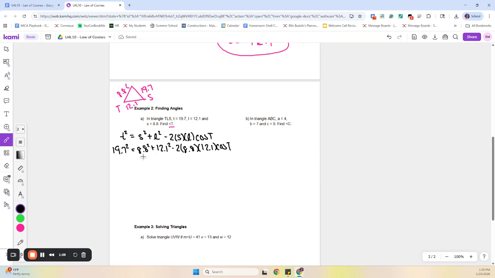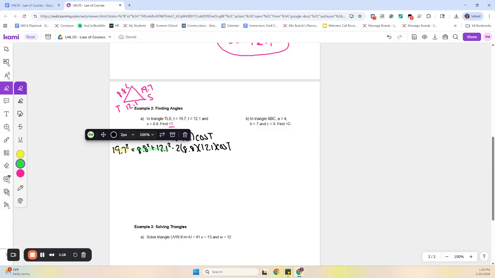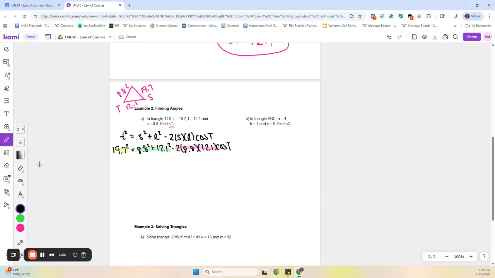Now, I can't just enter all this into my calculator like I have been, because I have a variable here. I can't just enter T into my calculator. So for this one, we definitely do need to section this off. I'm going to do one section over here, two sections with these squared numbers, and then a third section over here. So I have to do 19.7 squared.